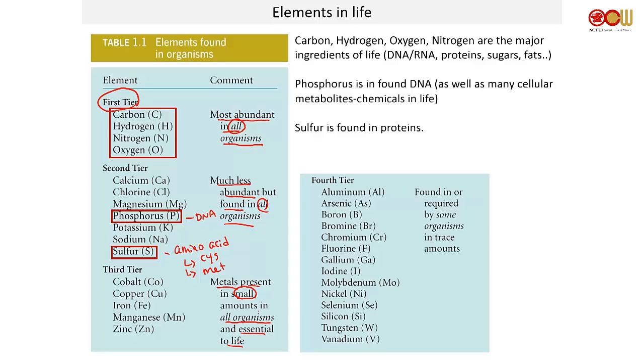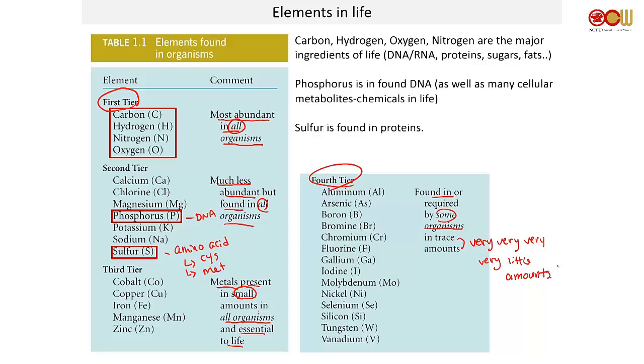Fourth tier, these things are found in or required by some organisms in trace amounts. Trace amount is essentially very, very little. You only need very little amounts of those, okay?